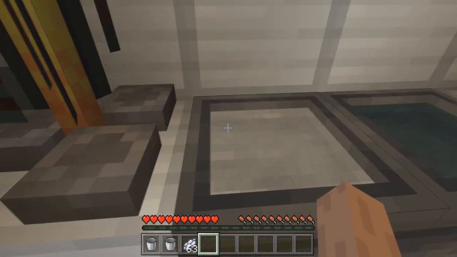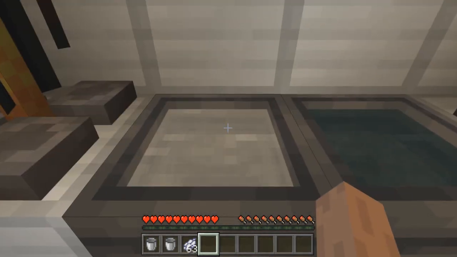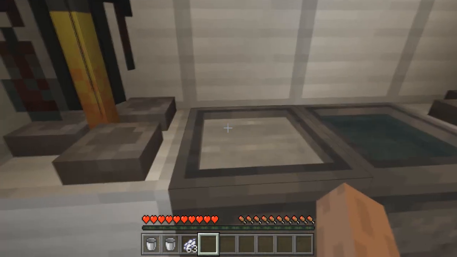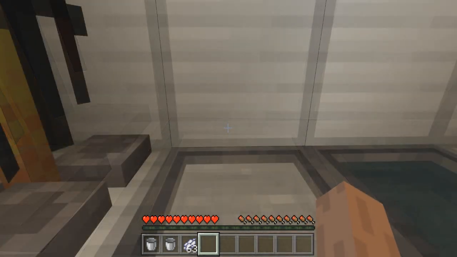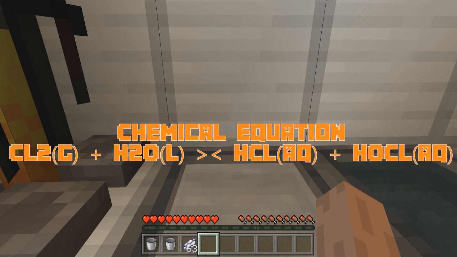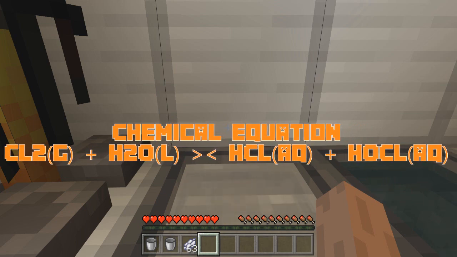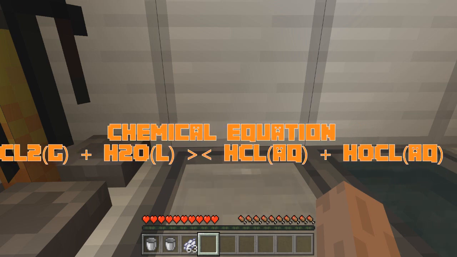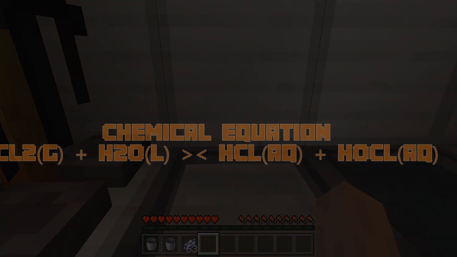Oh wow, look at this. The chlorine is being mixed into the water. When we dissolve the chlorine into the water, we can model this with the chemical equilibrium equation. Cl2 gas plus H2O liquid yields HOCl aqueous plus HCl aqueous.